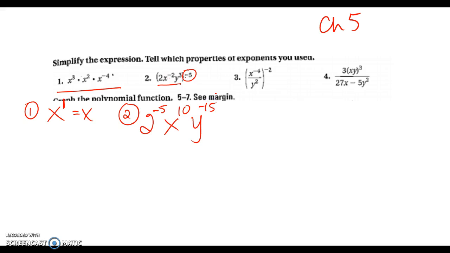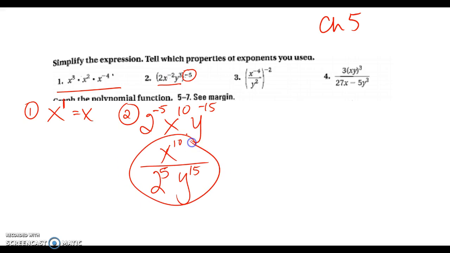Now I want to have answers without any negative exponents. So this negative exponent tells me I need to move some things into different places in the fraction. The x to the 10th will not move, but the y to the 15th will come down into the denominator to get rid of the negative, and the 2 to the 5th will come down into the denominator. This is our answer right there.